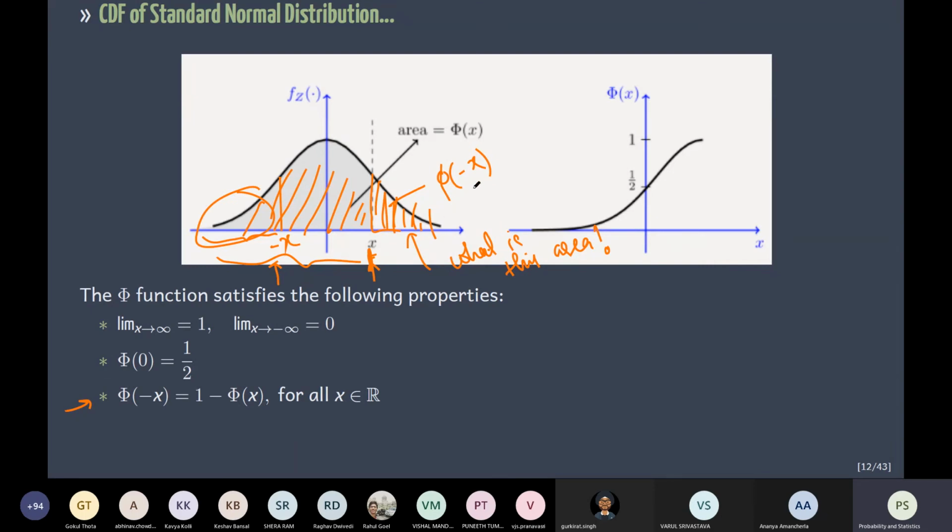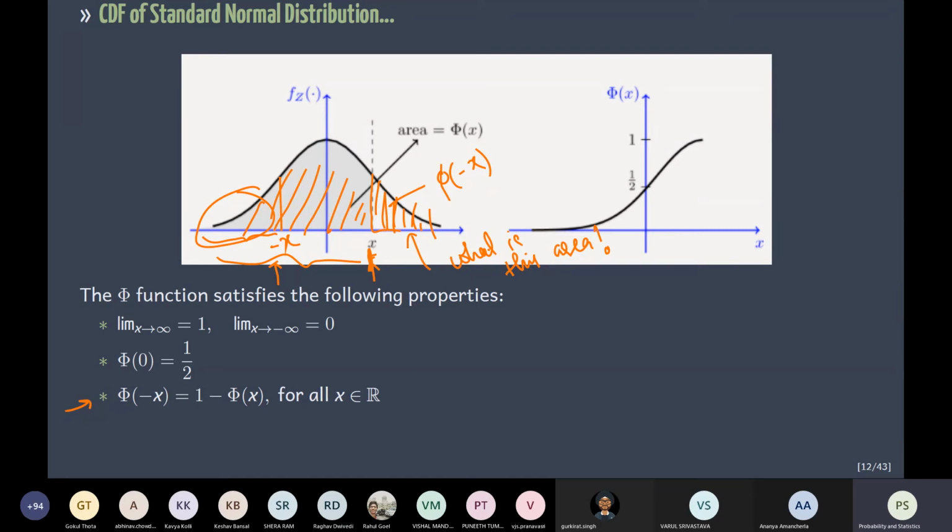this area must match this remaining area. So phi of x plus phi of minus x must sum to 1. That's what this result is saying, right? So phi of x plus phi of minus x must sum to 1. This is the proof that we did. It comes from the symmetry observation and so on. Okay, so all these properties hold.